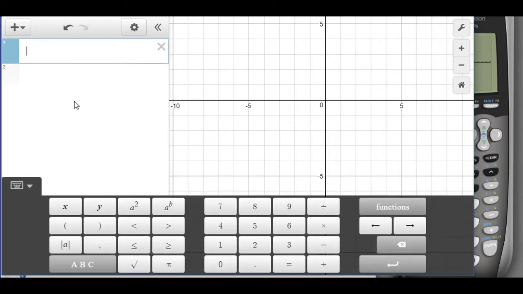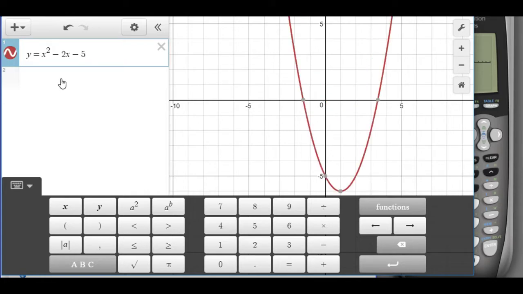So for the first equation I'm going to type in, your caret on your keyboard is shift 6. So the first equation is y equals x, shift 6, 2 for x squared. And you have to make sure you use the right arrow to get out of the exponent. Minus 2x minus 5. So there's your first equation.